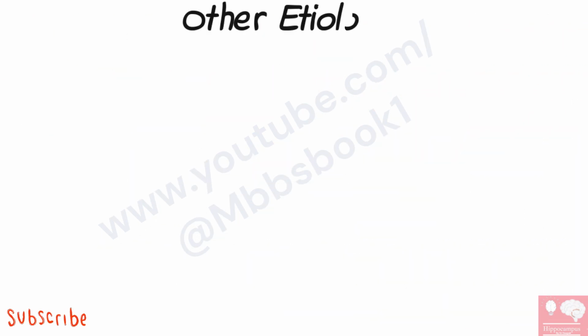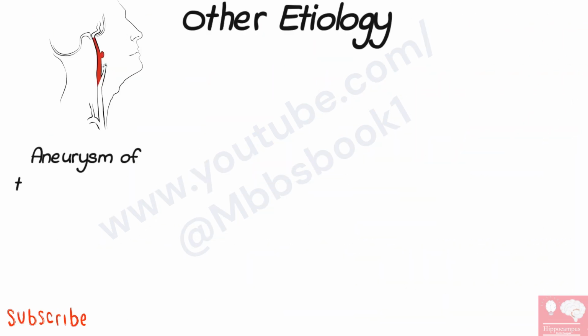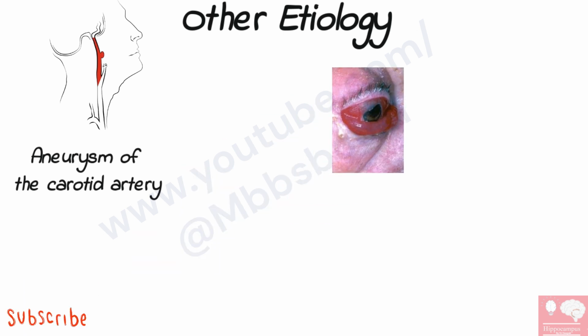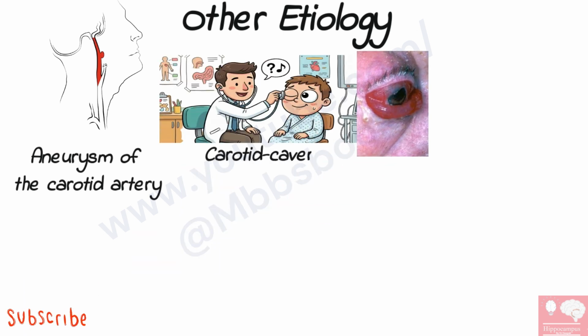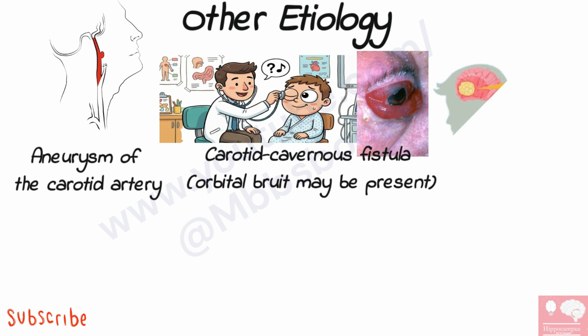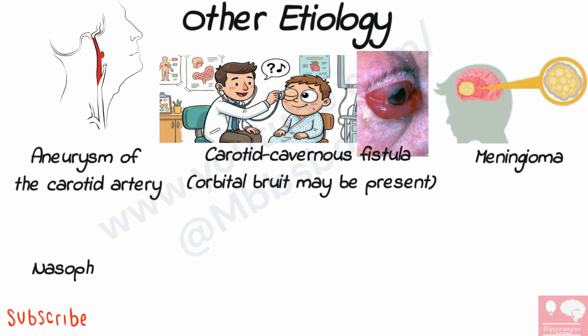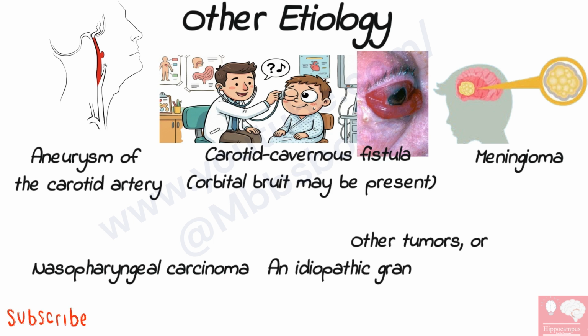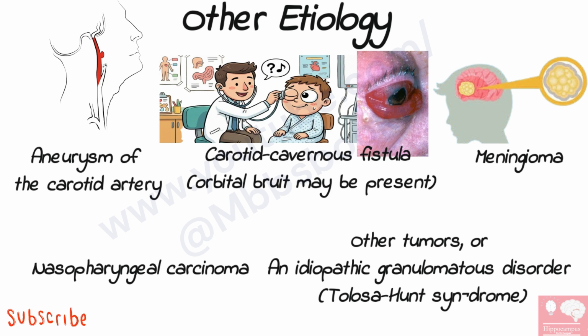Other etiologies include aneurysm of the carotid artery, a carotid cavernous fistula where orbital bruit may be present, meningioma, nasopharyngeal carcinoma, other tumors, or an idiopathic granulomatous disorder, that is Tolosa-Hunt syndrome.